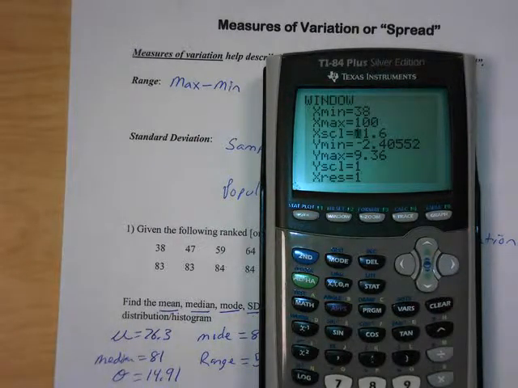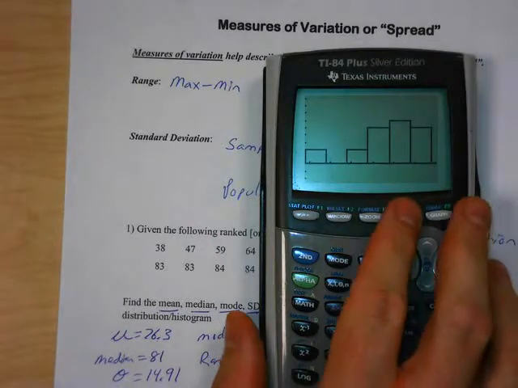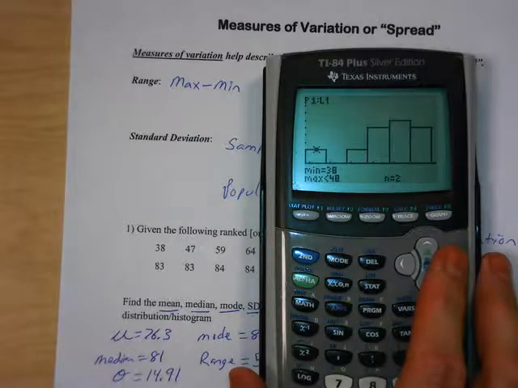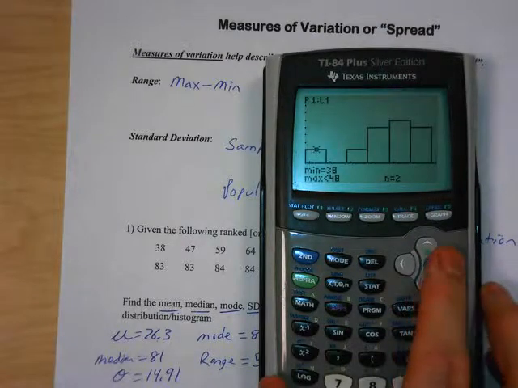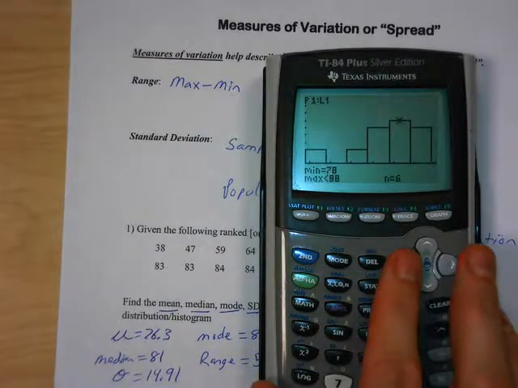What I'm going to do is change that to 10, just so we can see what happens. Now if I graph it and trace, the first interval goes from 38 to less than 48, which is basically 38 to 47. The next interval goes from 48 to 57. The next one from 58 to 67. So that's a pretty good histogram.